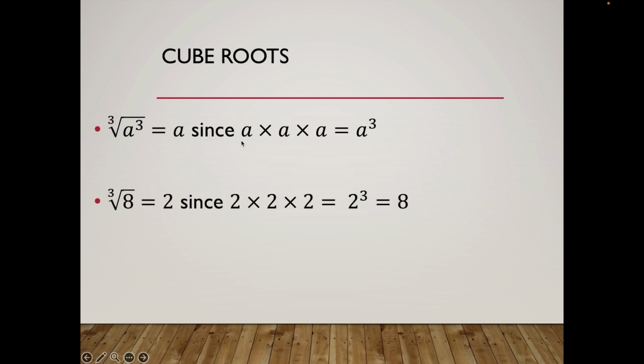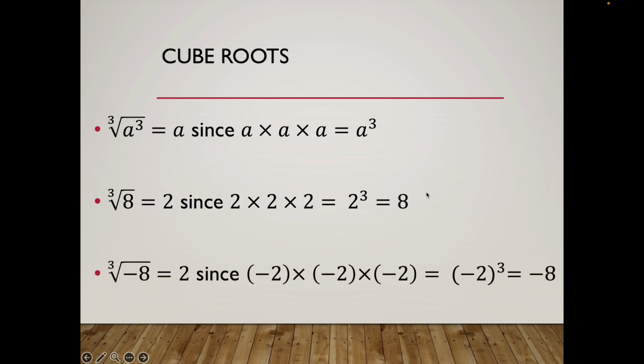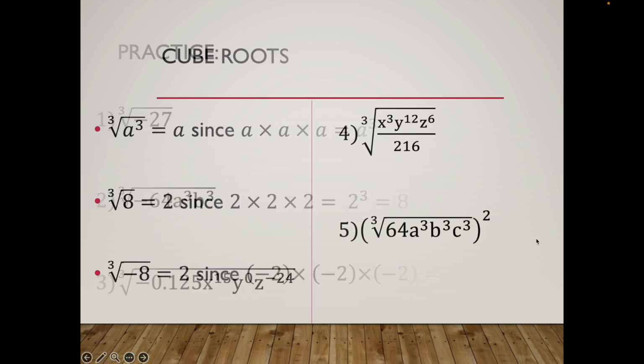So in this case, if I have the cube root of a to the power of 3, it equals a because a times a times a is equal to a to the 3. And in this case, the cube root of 8 is equal to 2, since 2 times 2 times 2 is equal to 2 to the power of 3, which is equal to 8. So therefore, if I do the cube root of -8, it should be equal to -2 because I do -2 times -2 times -2, which is also known as -2 to the power of 3, which is equal to -8.